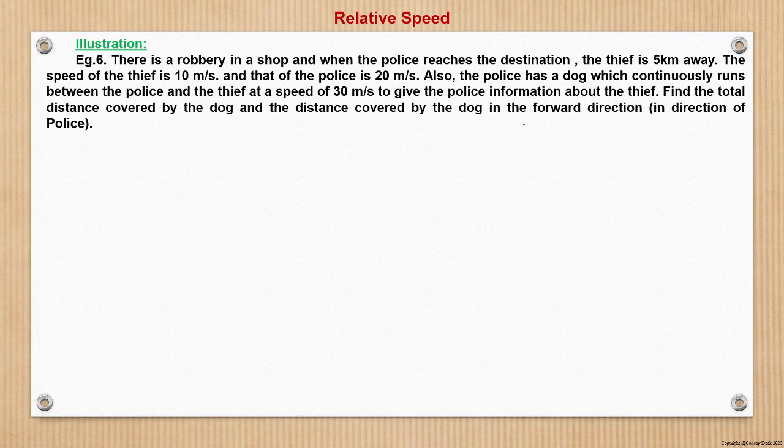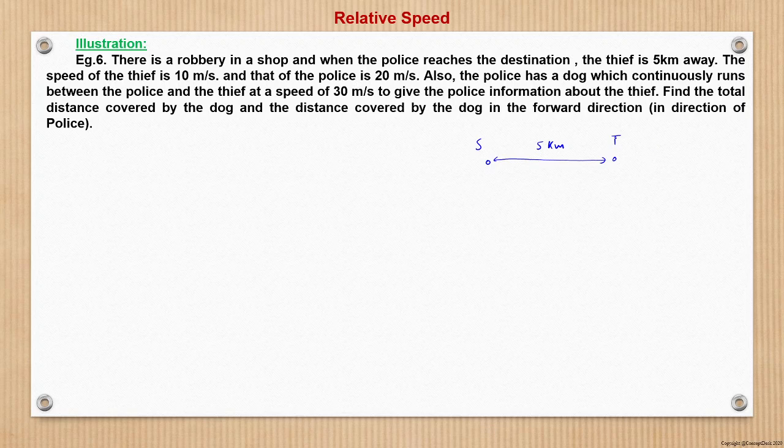Same as what we did in a problem of similar nature, where a fly was moving to and fro between two trains moving in opposite directions. So let us see. What happens here? There's a robbery in a shop, right? So let this pointer represent the shop, and when the police reach here, the thief was already at a distance, and this distance is 5 kilometers, right? So this is the shop, and this is where the thief is present.